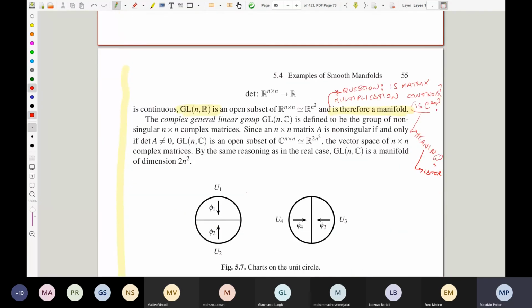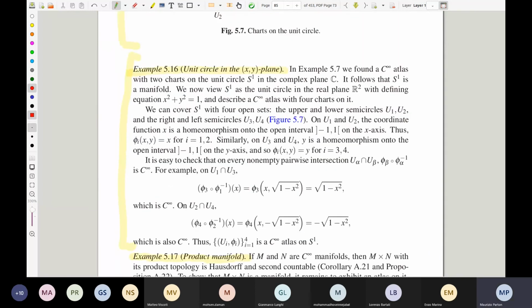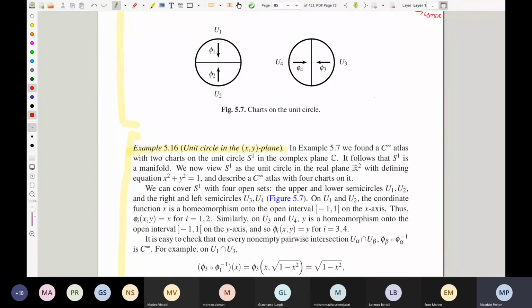Okay, other examples. Yes, manifolds of dimension 1 are... but yes, I'm not sure it's so clear why you can only attach this way. Yeah.